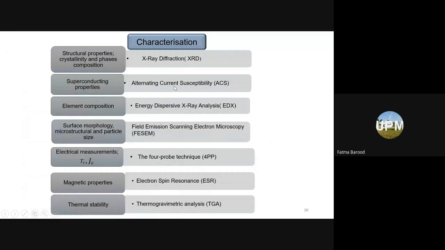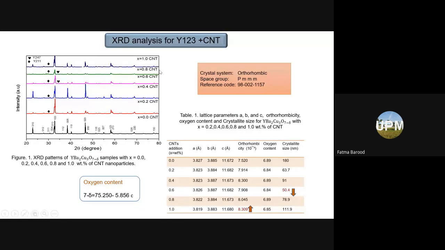We use XRD for structural properties, alternating current susceptibility for superconducting properties, EDX for element composition, FESEM for surface morphology, and the 4-point probe to measure JC and TC. ESR for magnetic properties, and TGA for thermal stability. Now let's move to the results.